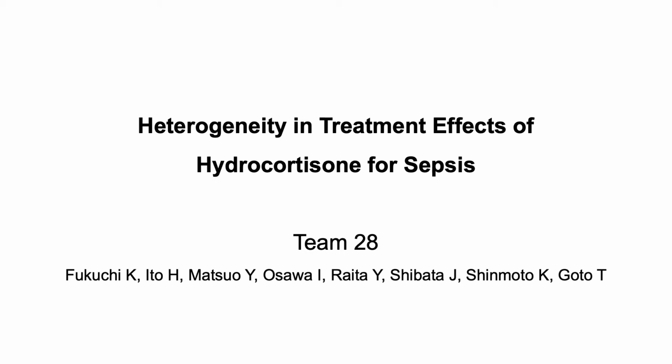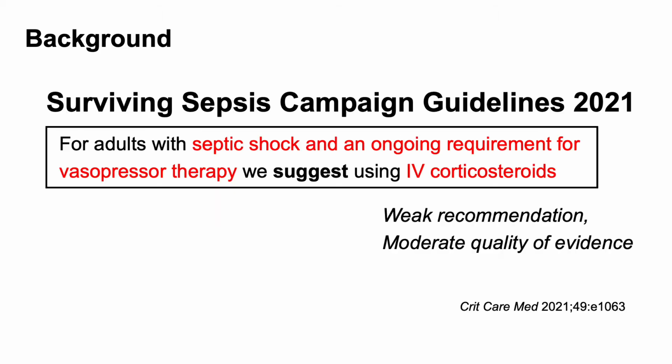Hello everyone, our presentation is about heterogeneity in treatment effects of hydrocortisone for sepsis. In the recent guideline on the management of sepsis, it says: for adults with septic shock and an ongoing requirement for vasopressor therapy, we suggest using IV corticosteroids. This is a weak recommendation based on moderate quality of evidence.